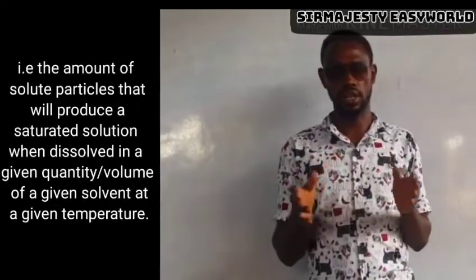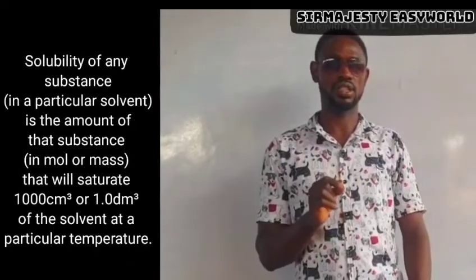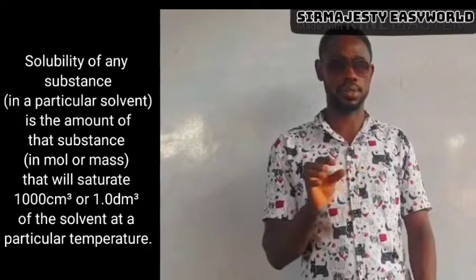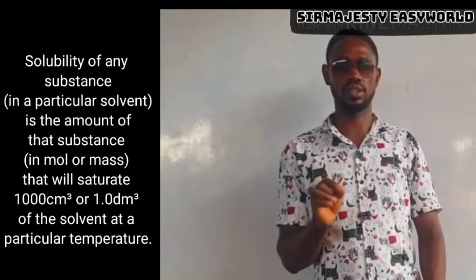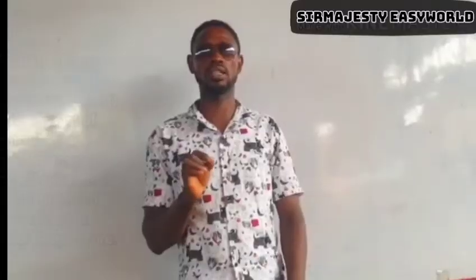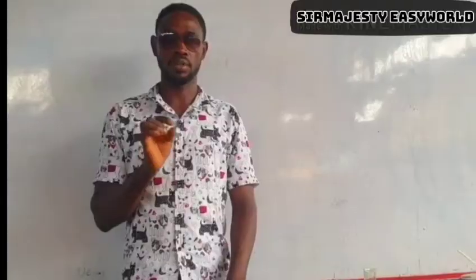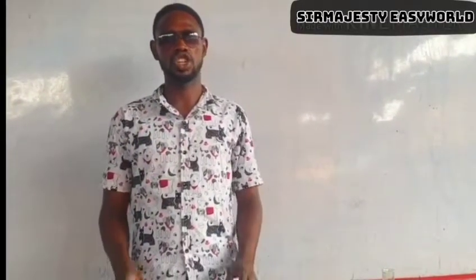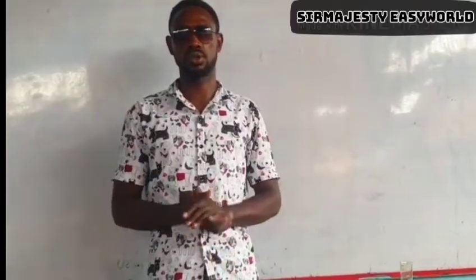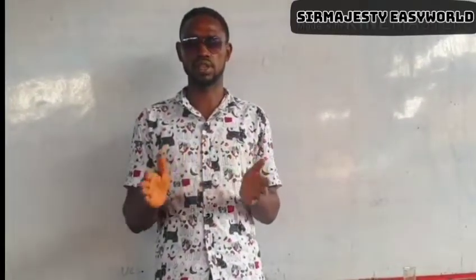But for the sake of calculation, you can define solubility in a standard way: the solubility of any substance is the amount of that substance that is required to saturate 1000 cm cube or 1 dm cube of a given solvent at a particular temperature. Remember that temperature is necessary while defining solubility, because a change in temperature changes solubility. So solubility depends on the temperature at which the solute is being dissolved in the solvent.